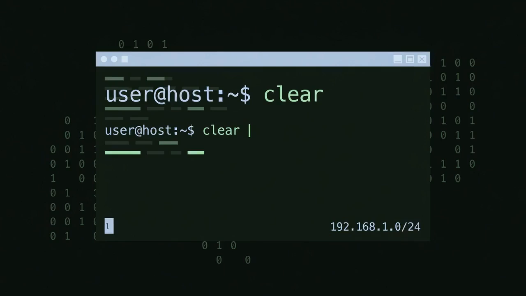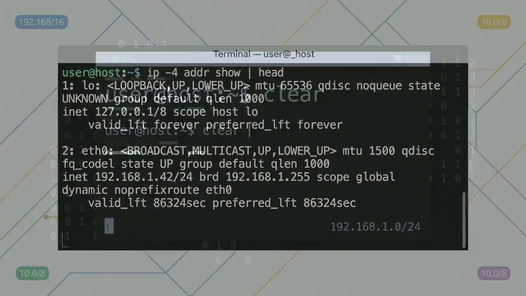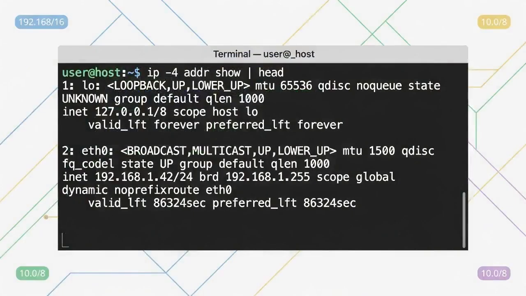CIDR notation defines networks by a prefix length, but the real numbers, how many hosts fit, how octets split, only become clear at the command line. This walkthrough uses stock Linux tooling, ip, awk, and shell arithmetic to inspect and count addresses directly in the terminal. The ip command reports every active interface along with its IPv4 address and prefix.